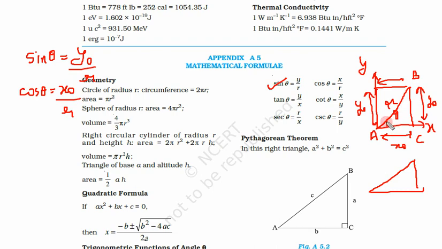Now one important thing is, for considering sine, we just see the length in front of angle. So what is the length in front of angle? This length is in front of angle. So that length is called perpendicular. For cos theta, even if a triangle is given to you, you can easily identify which is the longest side. Longest side is always hypotenuse.